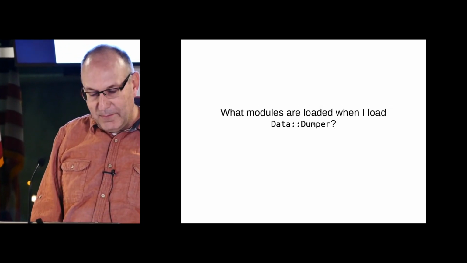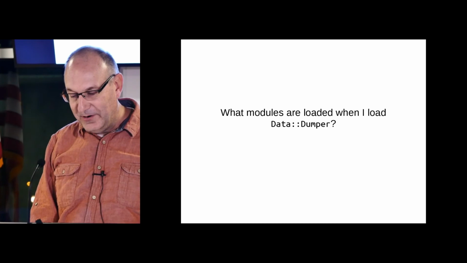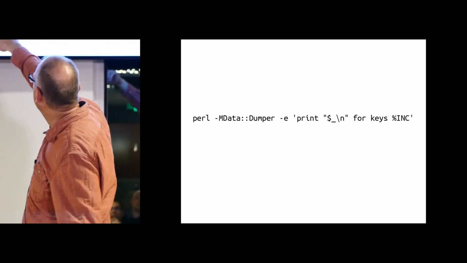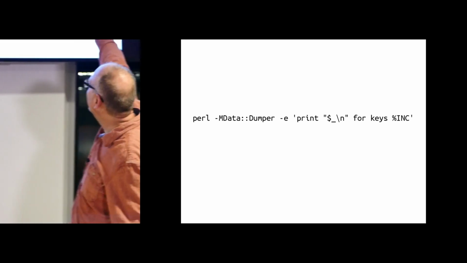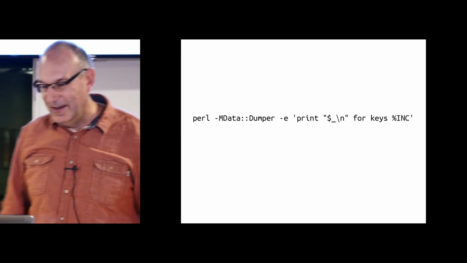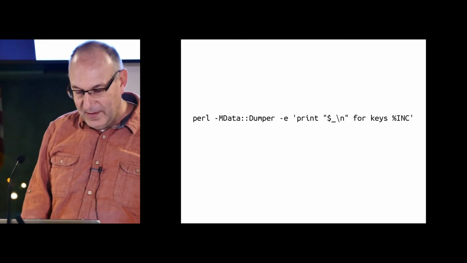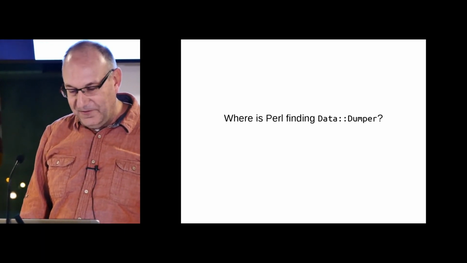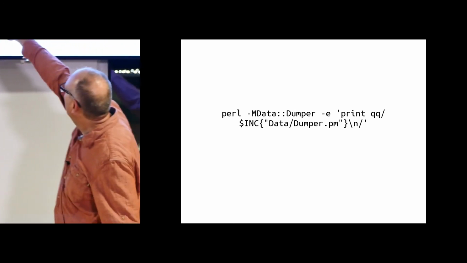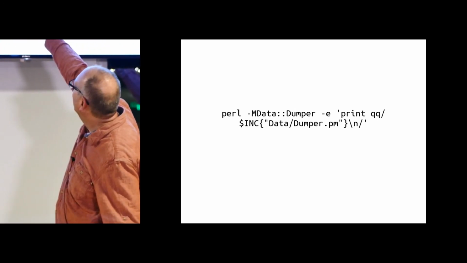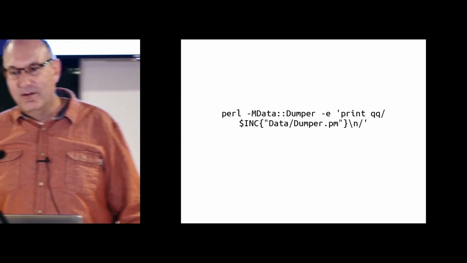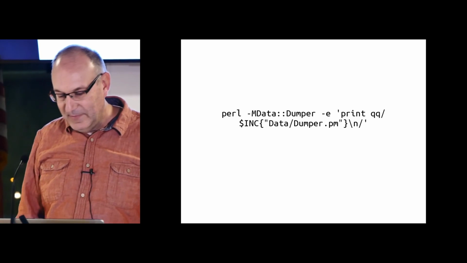Here's one. I want to know what modules are loaded when I load Data::Dumper. I kind of like this one. perl -MData::Dumper, so I'm loading that module, and then I'm going to print the keys in %INC, which tells me what modules have been loaded now. So now I know. Where is Perl finding Data::Dumper? So now I'm going to load Data::Dumper, and then I'm going to ask Perl for $INC{'Data/Dumper.pm'}, where that's located, and it'll tell me the location in the file system where that module's located.